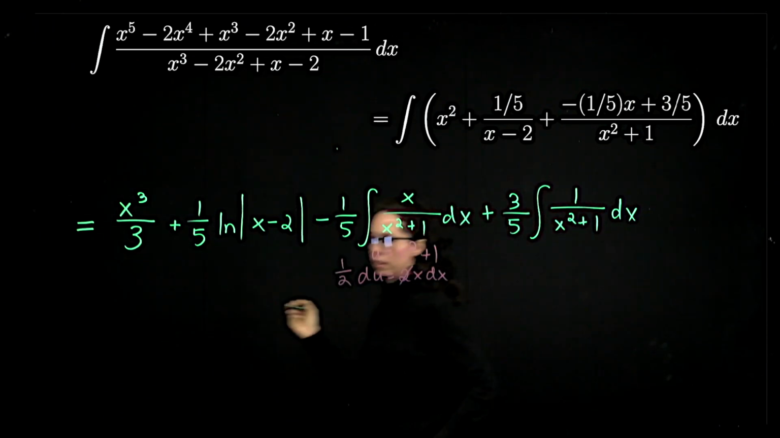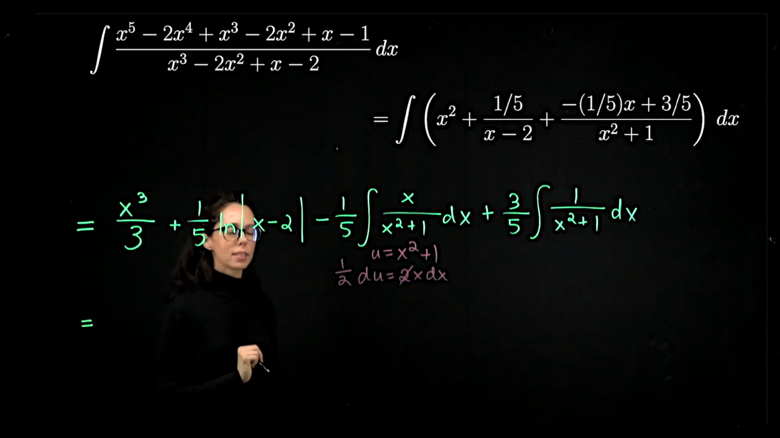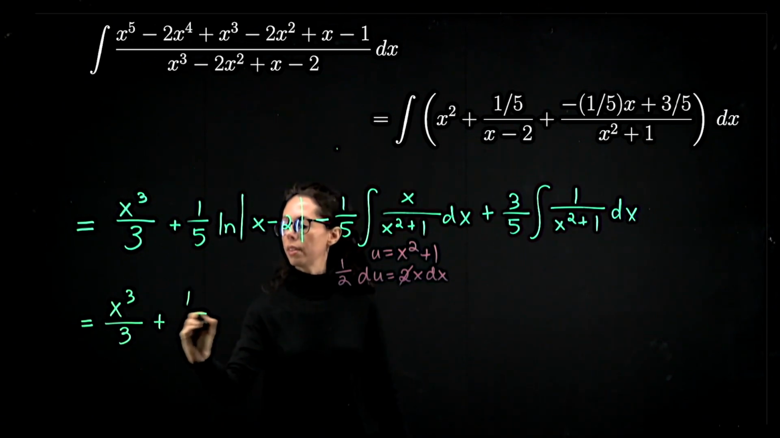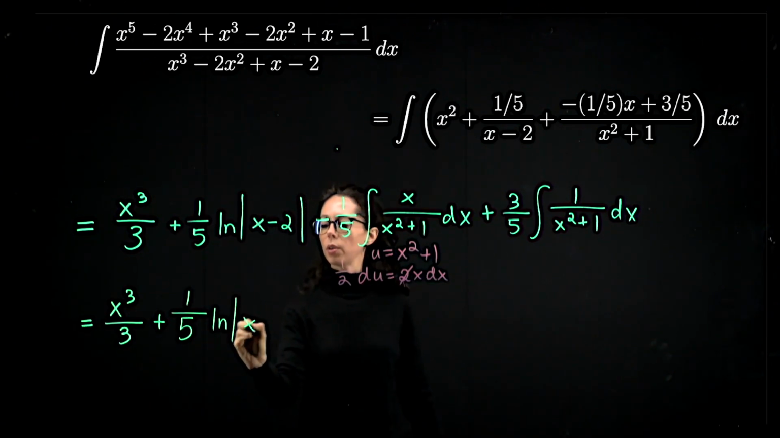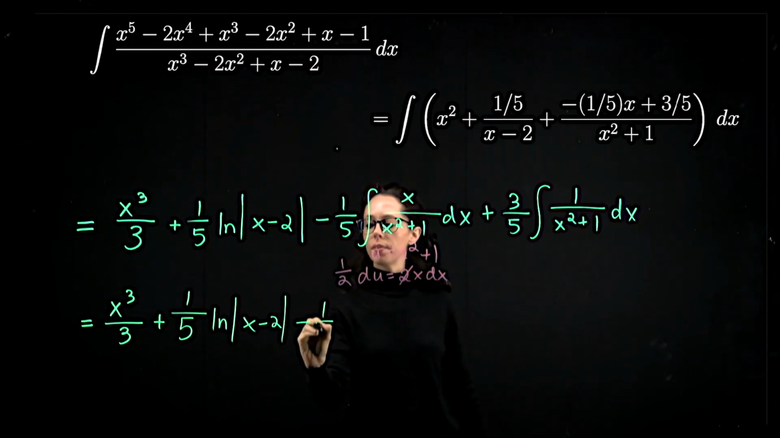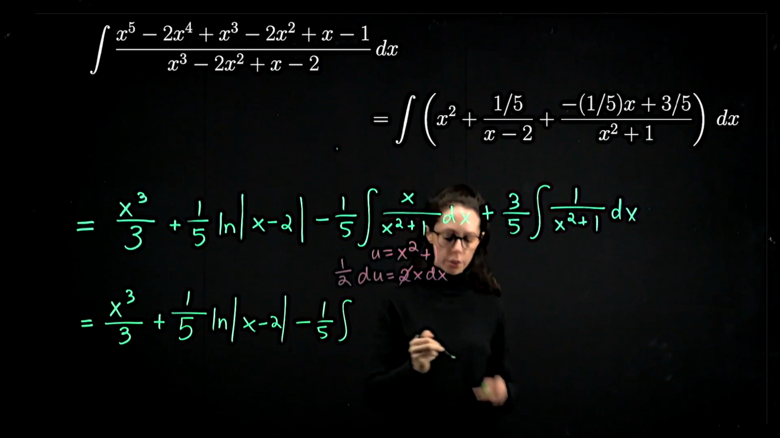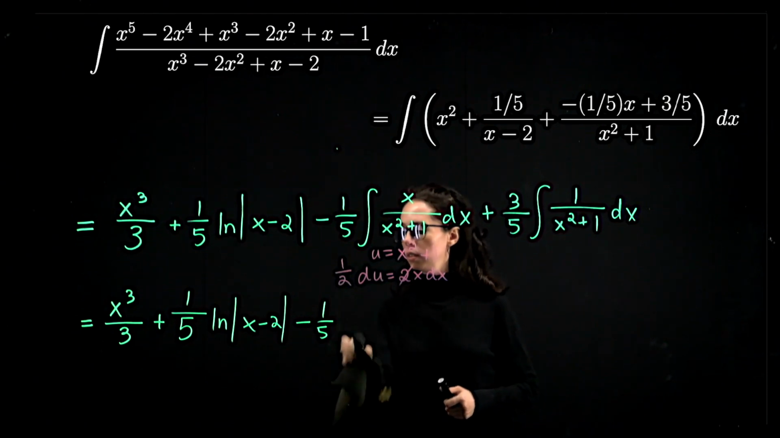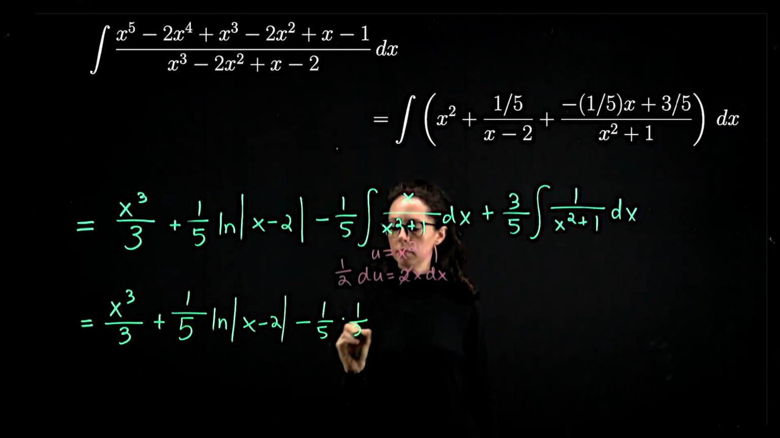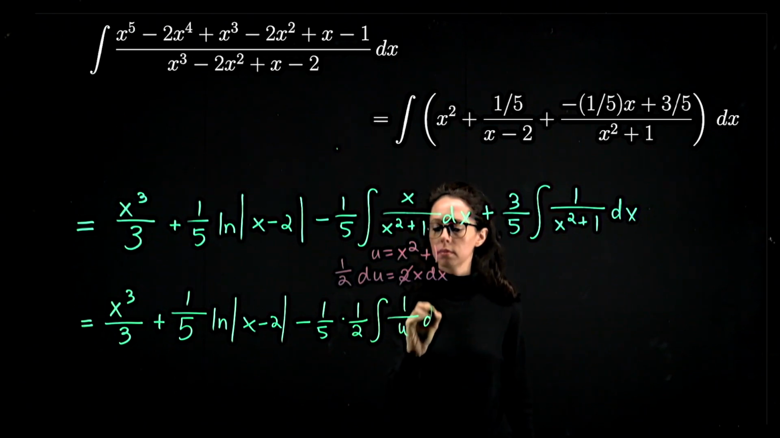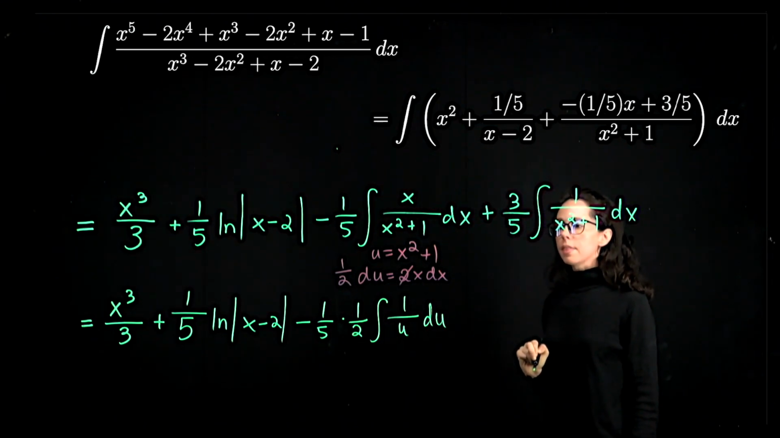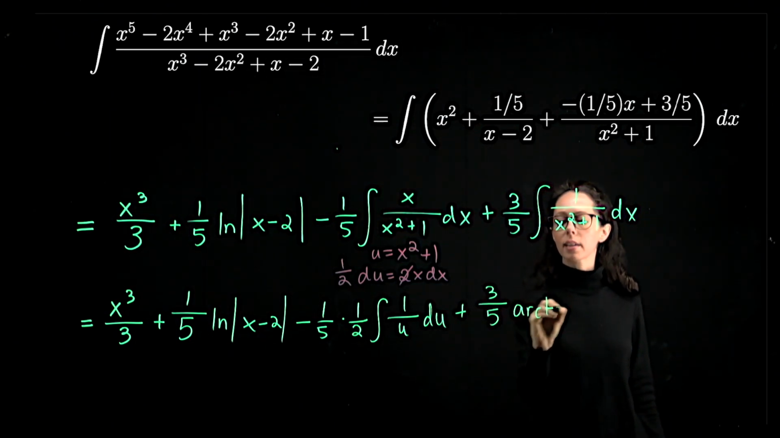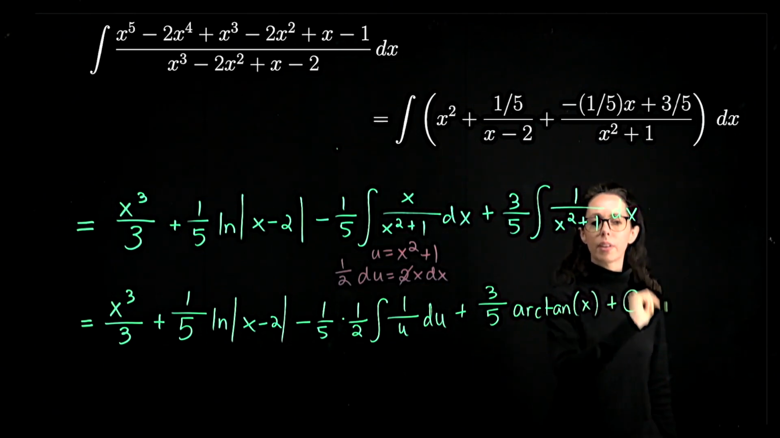All right, so then finishing up this example, we can say that the antiderivative is going to be x cubed over 3 plus 1/5 times natural log of the absolute value of x minus 2 minus 1/5 times the antiderivative of 1 over u du. Actually, no, that's not right. I have that 1/2 as well. And then this is going to be plus 3/5 arctan of x, then plus a constant of integration.